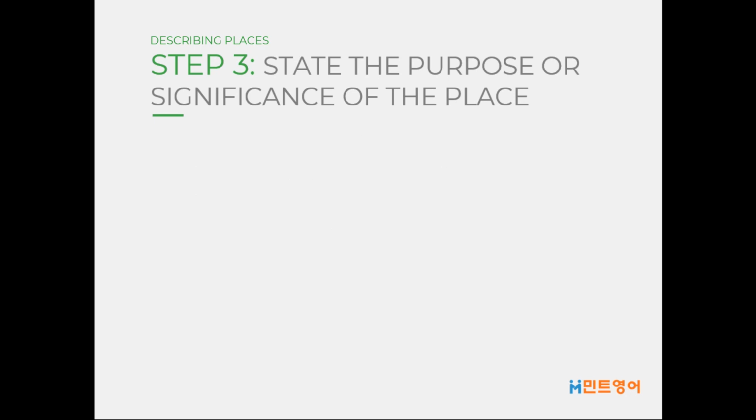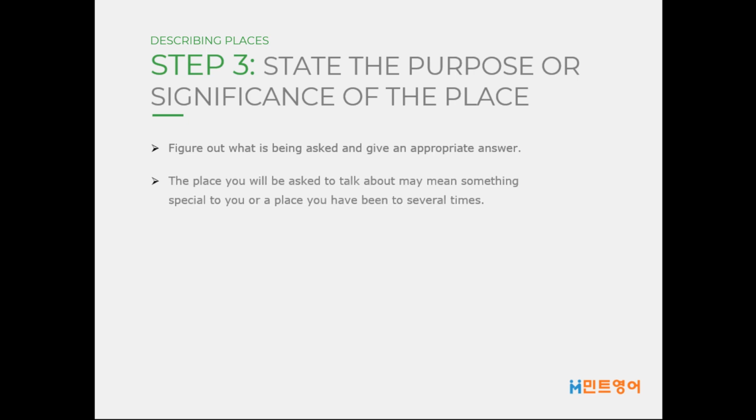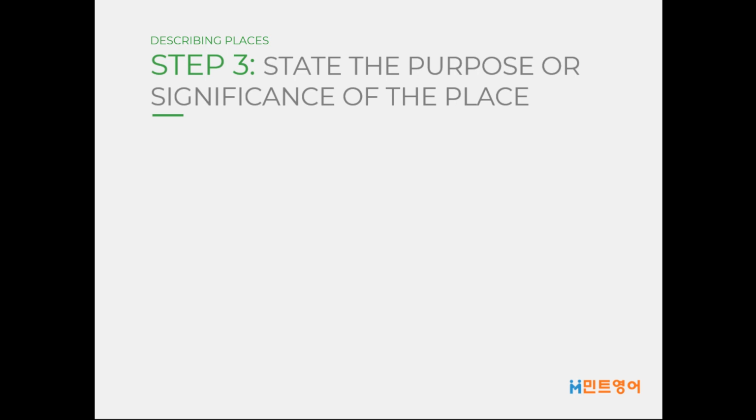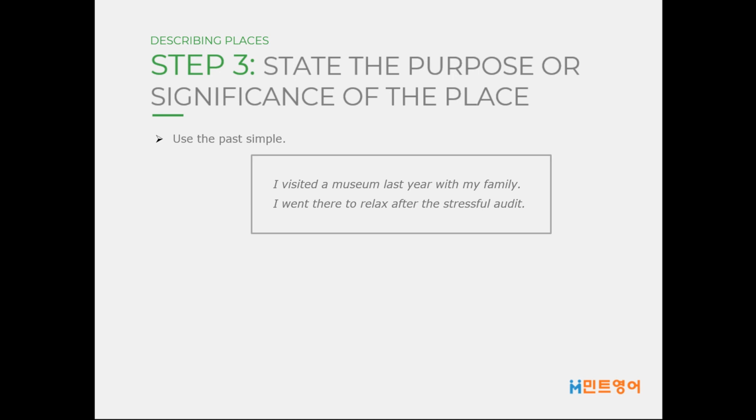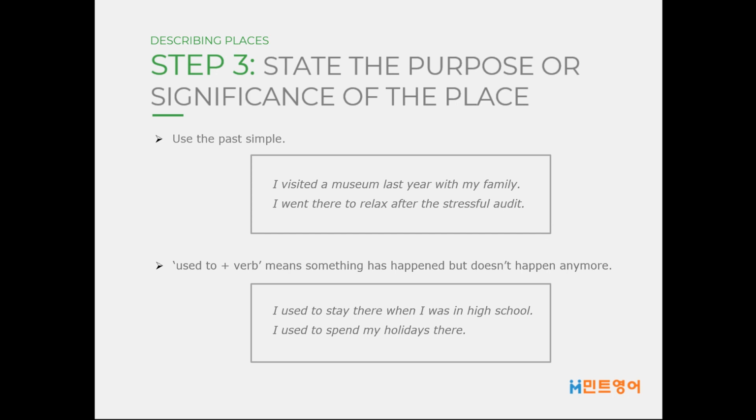Step 3 is usually found in cue card sub-questions, but there are times when it's not included. In this case, you have to figure out what the question is asking from you and give an appropriate answer. Most probably, the place you'll talk about may mean something special to you, or it's a place you have been to several times. To complete this task, you can use past simple and the pattern used to plus verb.